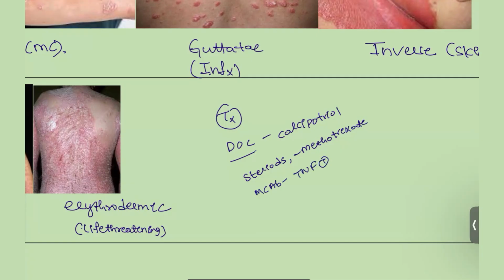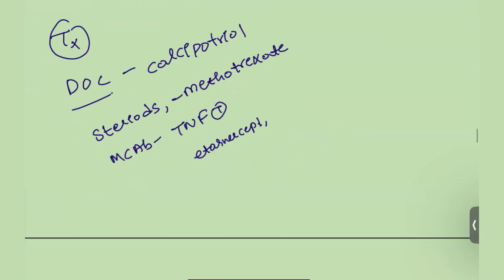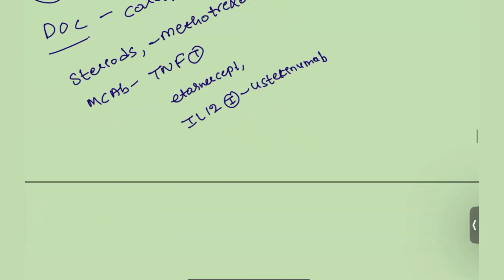One of the examples that you can remember is etanercept and infliximab. These two can be added. And nowadays we also add the IL-12 inhibitor, that is known as ustekinumab. Next, phototherapy can also be added as an adjunctive therapy. This is for moderate disease. We are going to use UVB and PUVA. This is going to be added for the patients.